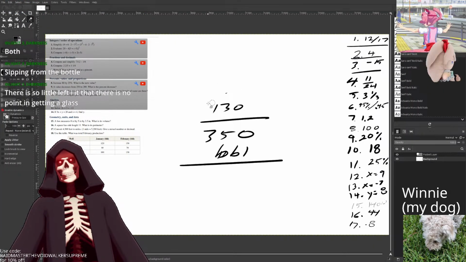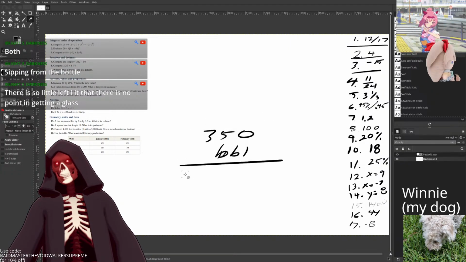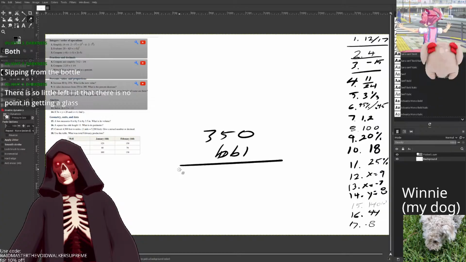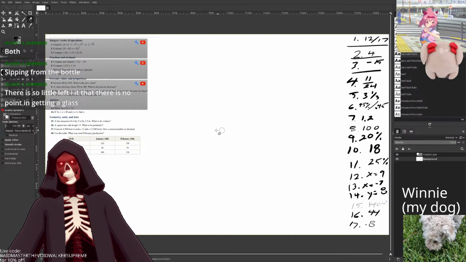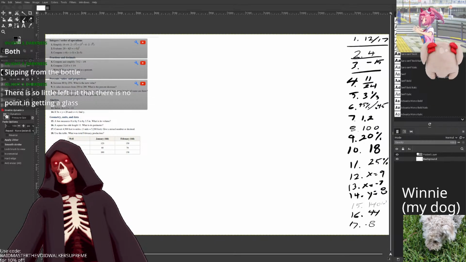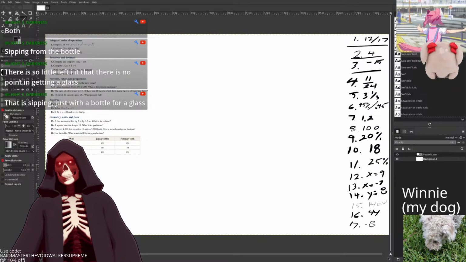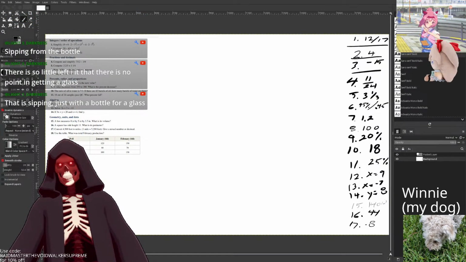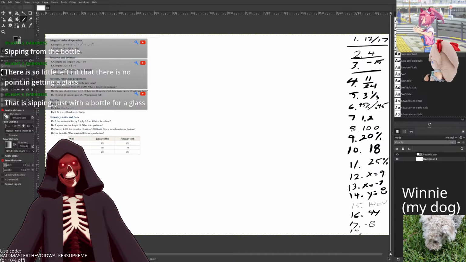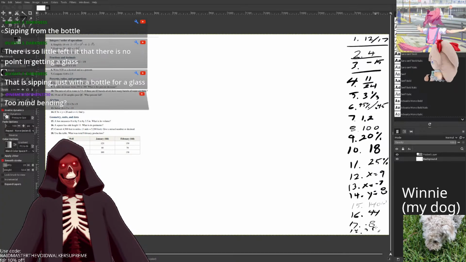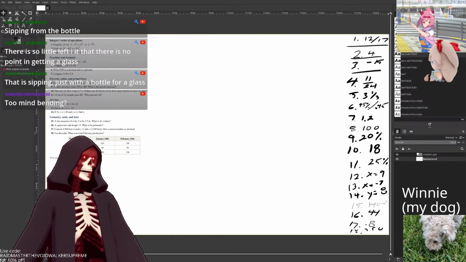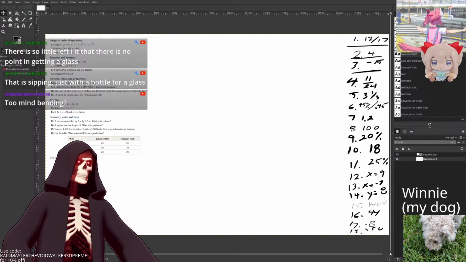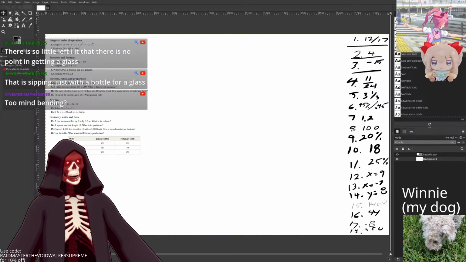Oh, anyway, so I said 350 barrels. What's the total? Yeah. 350. It's mind bending, I just don't feel like trying to do that sort of thing.